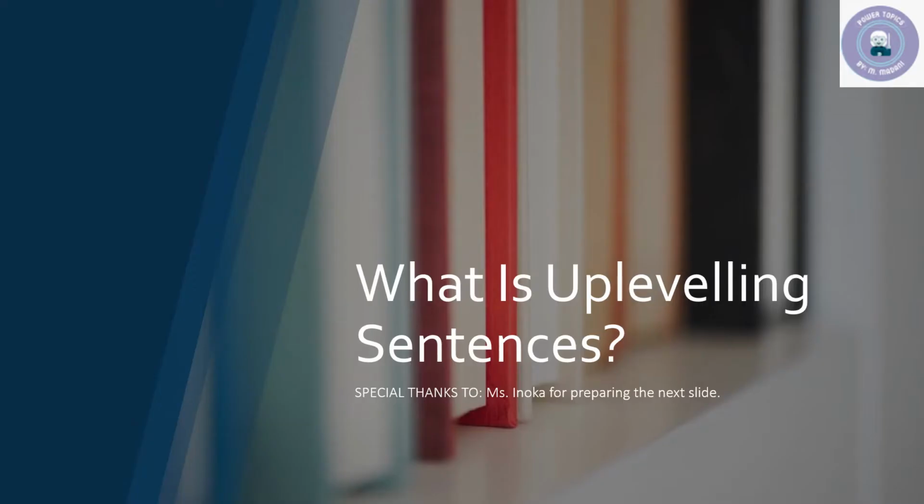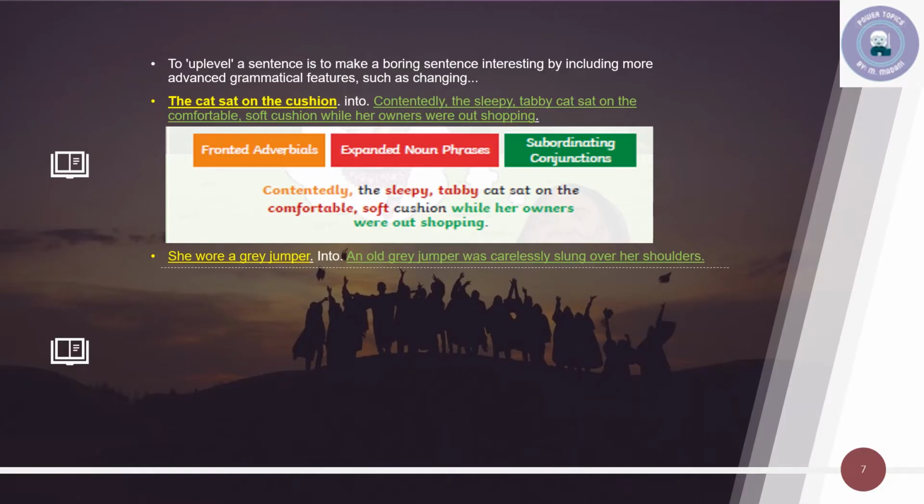Before we move on, special thanks to Miss INOKA for preparing the next slide. To up-level a sentence is to make a boring sentence interesting by including more advanced grammatical features, such as changing the sentence, "The cat sat on the cushion," into "Contentedly, the sleepy tabby cat sat on the comfortable soft cushion while her owners were out shopping."